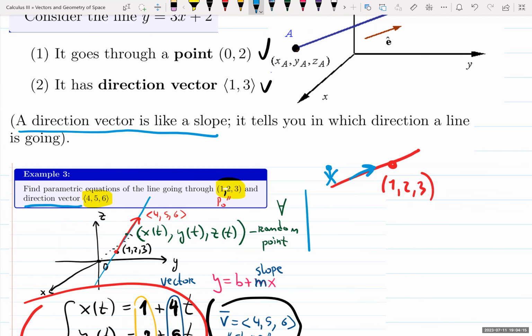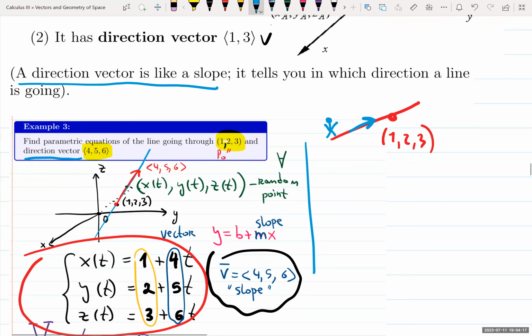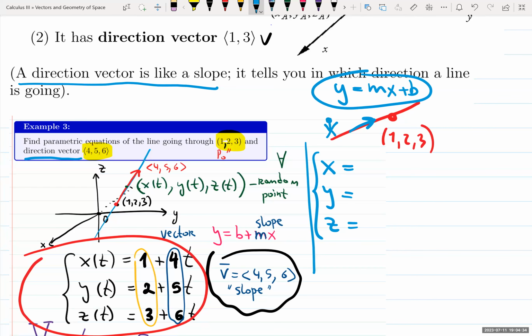So you just need to know the formula. The formula will be x equals, y equals, z equals. I will start with this form because it's the closest one to the one we knew before. Remember the y equals mx plus b shape? Well, now it's going to be for each component, x, y, z.